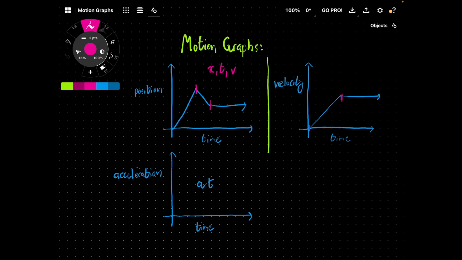Now, where it gets interesting is when we have to find position. If we have to find position between two specified time intervals, we look at the curve or the graph, whatever it is, and then we calculate the area under that between the x-axis and that curve. So if we wanted to figure out the position between the second and third pink dashes, we'd have to figure out the area of the shape shaded in pink over here.